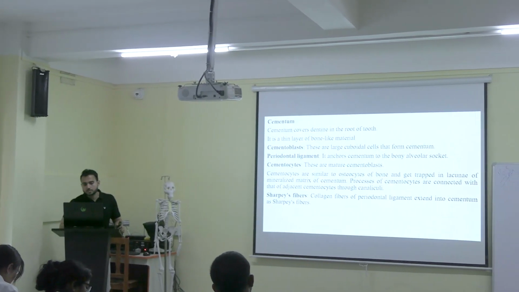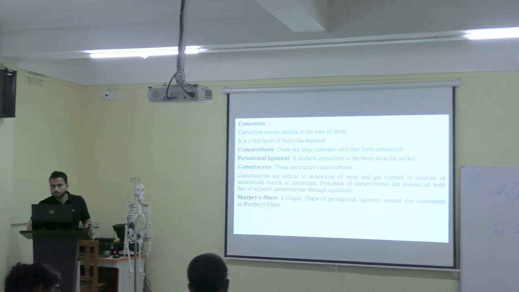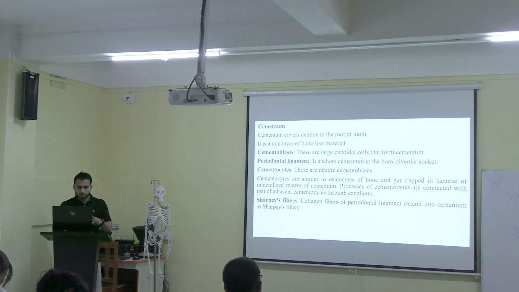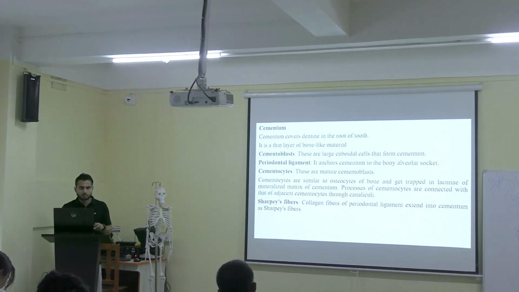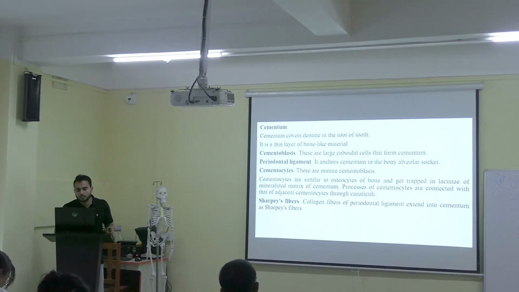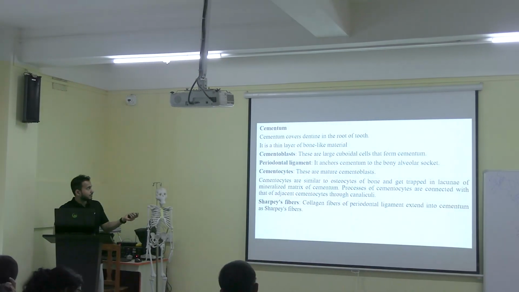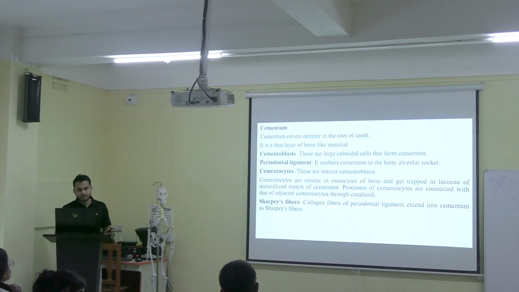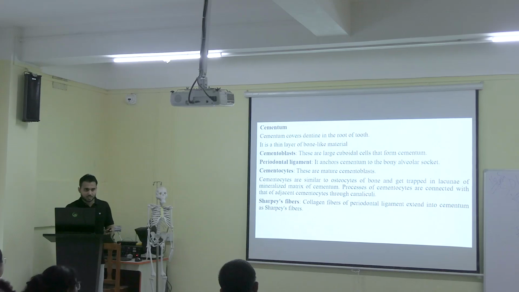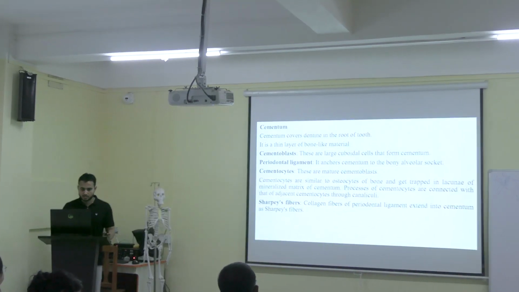The cementum will cover the dentine in the root of the tooth. So the root of the tooth, the attached part of the tooth, is covered by cementum. It is also a bone-like material, and it is derived from a special type of cell called cementoblast. And if you see the shape of the cell, these are cuboidal in nature.